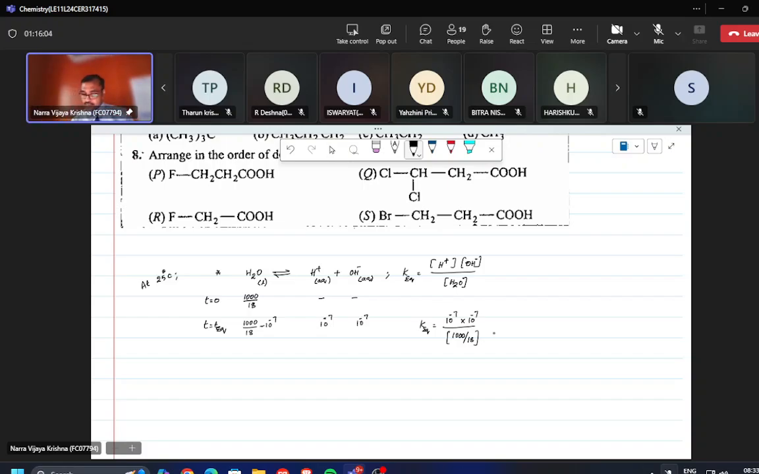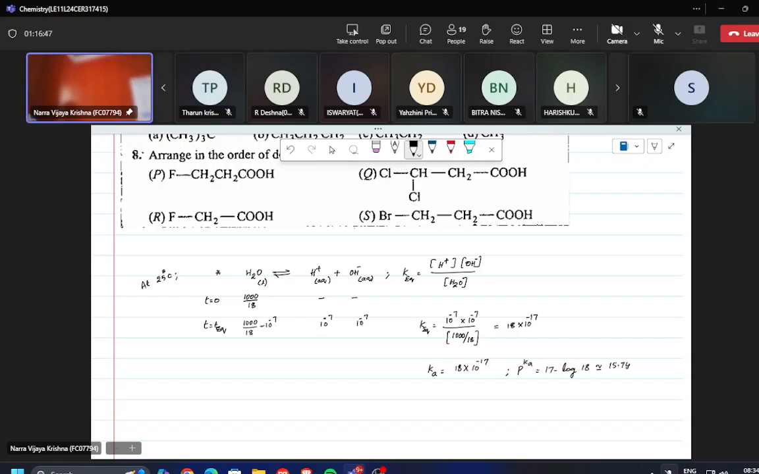So what does this become? 1 upon 18, sorry, 18 goes to the numerator, no? So 18 into 10 power minus 17. Correct, sir? This is K equilibrium of water. Right? Can I call this Ka, because you are getting H plus? Can I write it as Kb, because you are getting OH minus? So what is Ka of water? 18 into 10 power minus 17. So what is pKa? 17 minus log 18, which is approximately equal to 15.74. So what is pKa of water? 15.74.